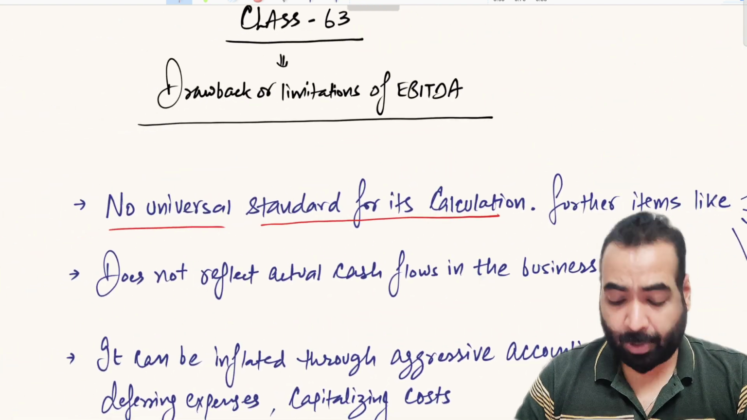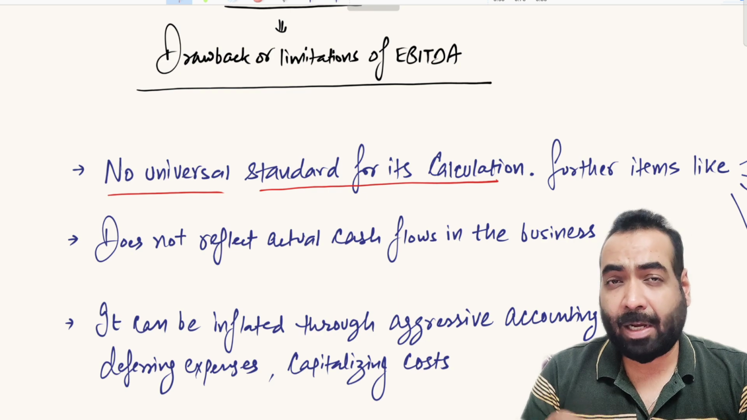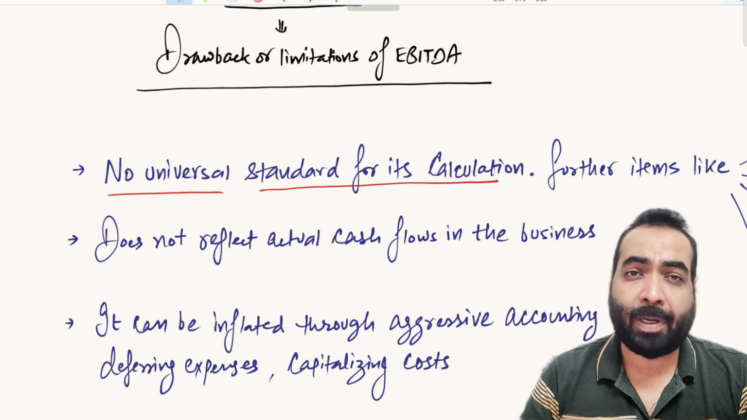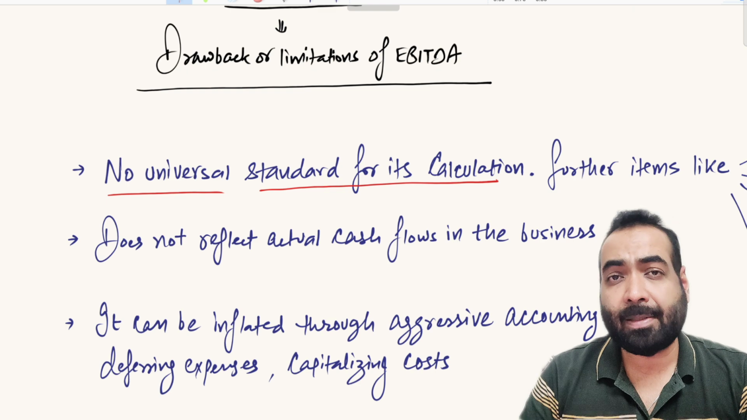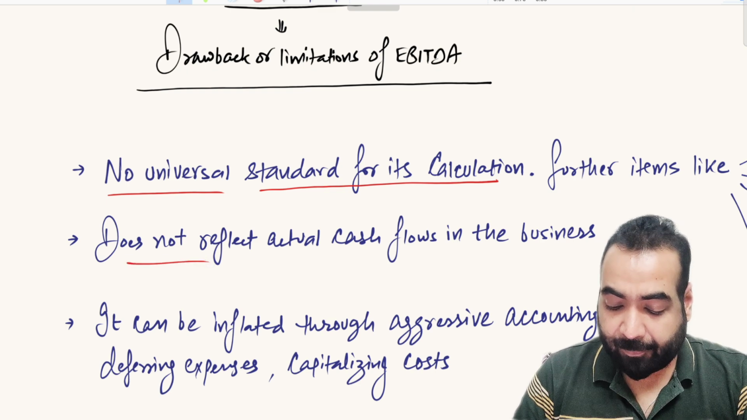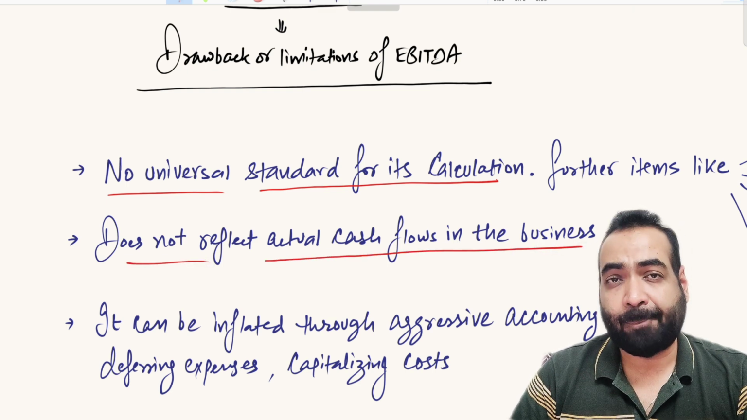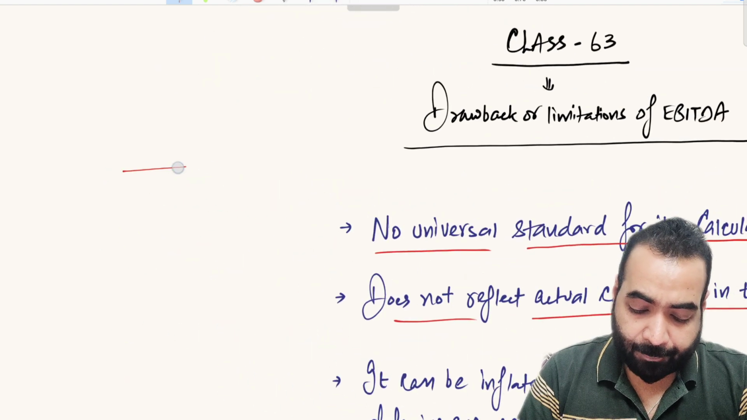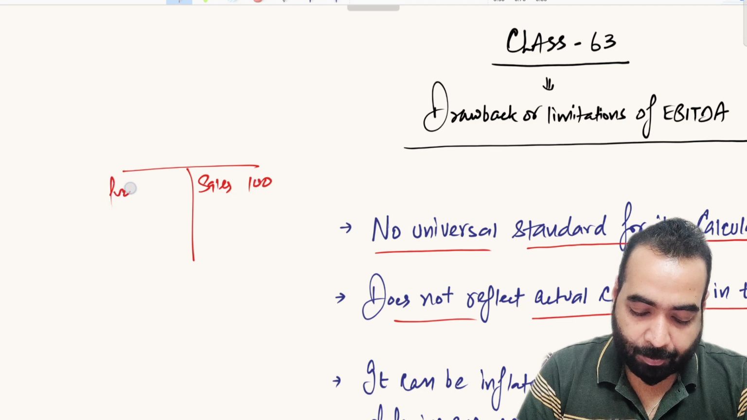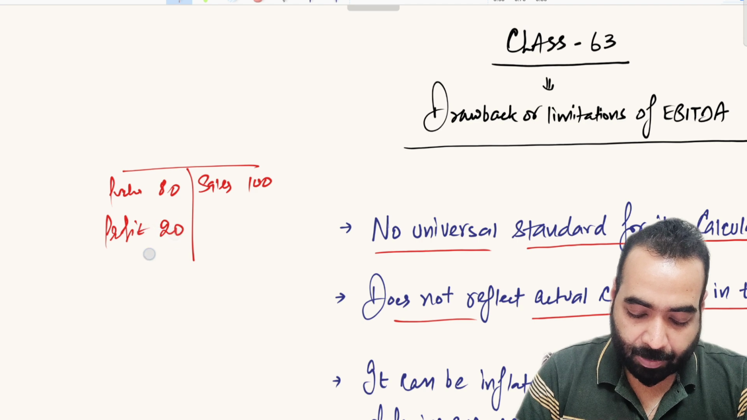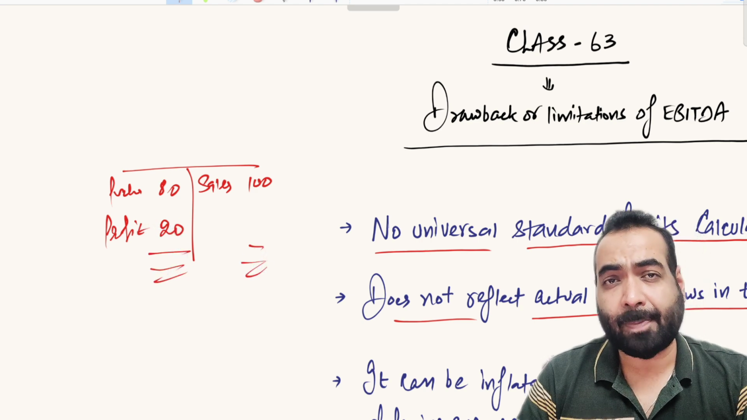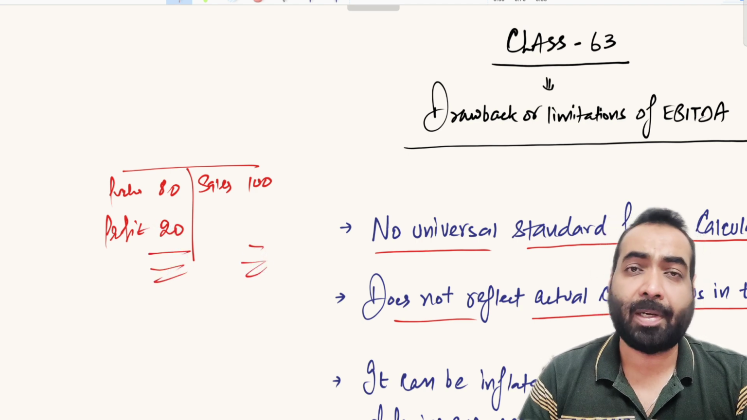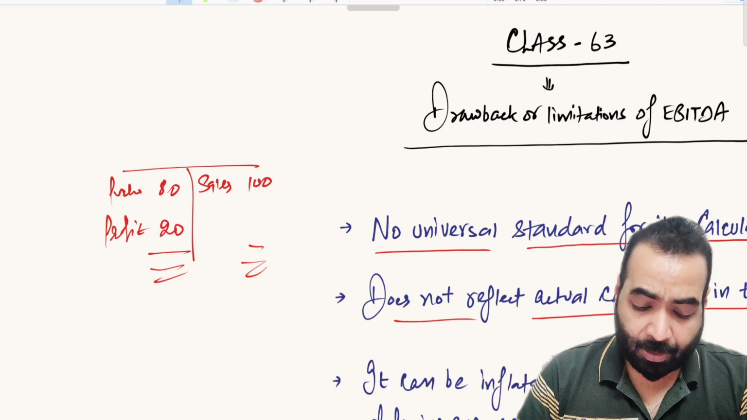Now coming to the second point. When we say that in the EBITDA calculation we are taking the net cash operating inflows, there is still some gap. It still doesn't reflect the actual cash flows in the business. It can still be misleading. How? Suppose you have made sales of rupees 100, purchases of rupees 80, and this is your profit of rupees 20. There is no non-cash expense or non-cash income, and no extraordinary expense or income. So what will you say?